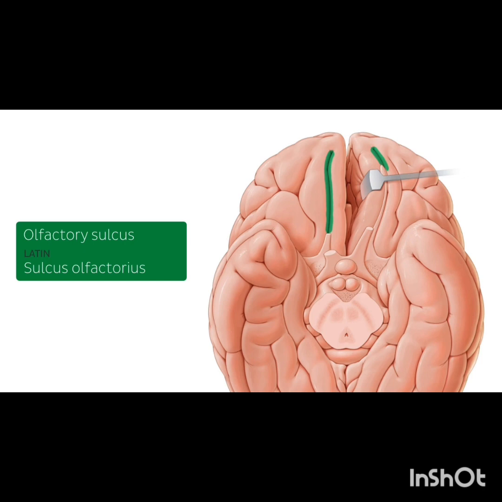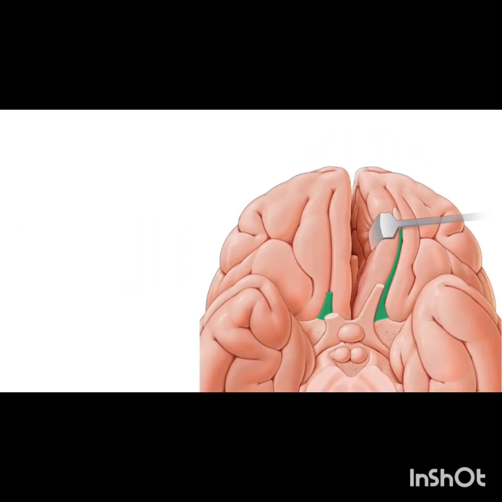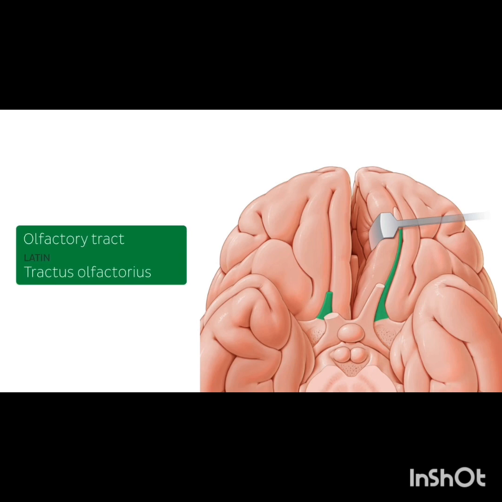The olfactory tract rests within this groove, and you can see the olfactory tract here on the left side, and on the right side of the brain we cut it to expose the olfactory sulcus. As we saw on the previous slide, the olfactory tract sits within the groove at the base of the brain known as the olfactory sulcus. And now we're highlighting the olfactory tract.